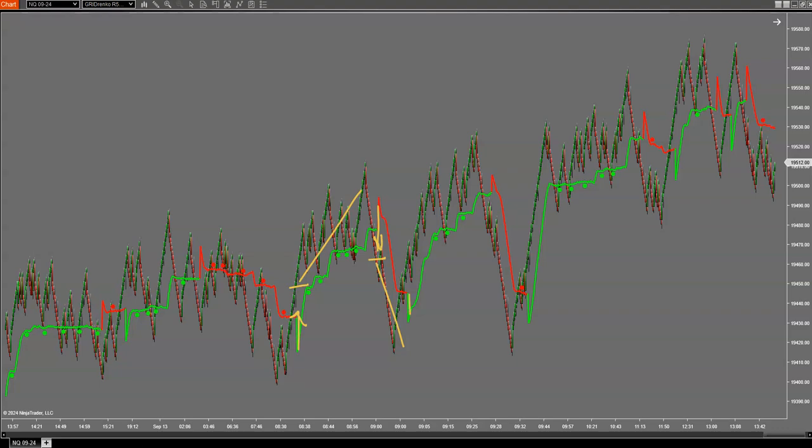In other words, I'm not trying to stay in these for some 200-point run in the NASDAQ. But there's a flip to the long side. Seeing if I can get anything out of that. Yes, I can. Flip to the downside. See if I can get anything out of that. Yes, I can. There's a flip to the upside.